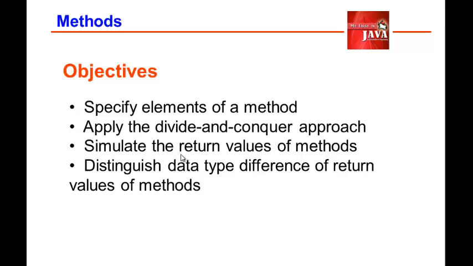A method is simply a subprogram that is called by main, which is also a method, or by other programs. The idea behind breaking a big program into small subprograms is to isolate other parts of the program that can go haywire during runtime. It is a divide-and-conquer approach.